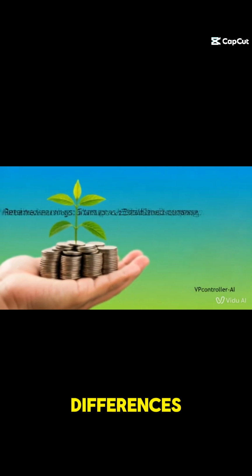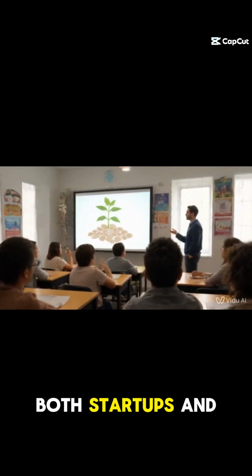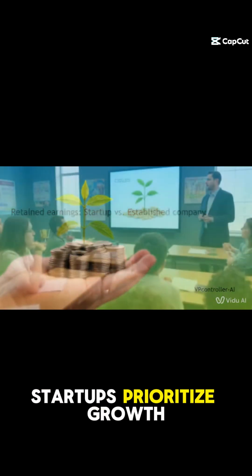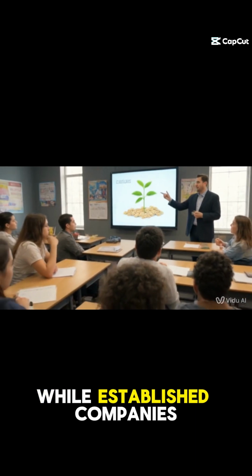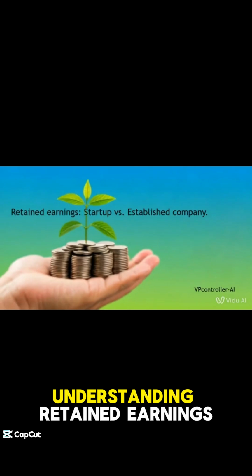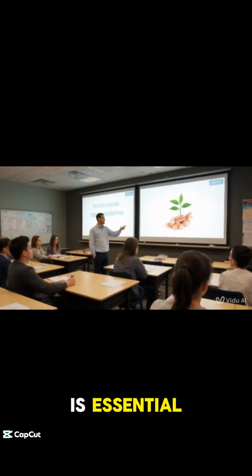Summarize the differences. Emphasize that while both startups and established companies use retained earnings, their priorities and approaches differ. Startups prioritize growth and survival, while established companies can focus on diversification, acquisitions, and shareholder value. Understanding retained earnings is essential. Explain how comprehending retained earnings can provide valuable insights into a company's financial health, growth strategy, and future potential.